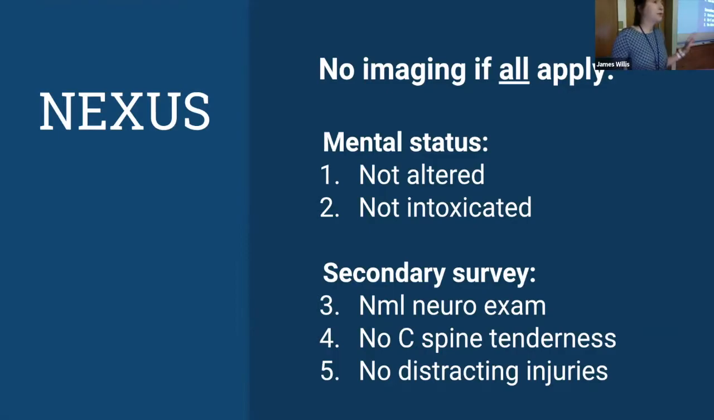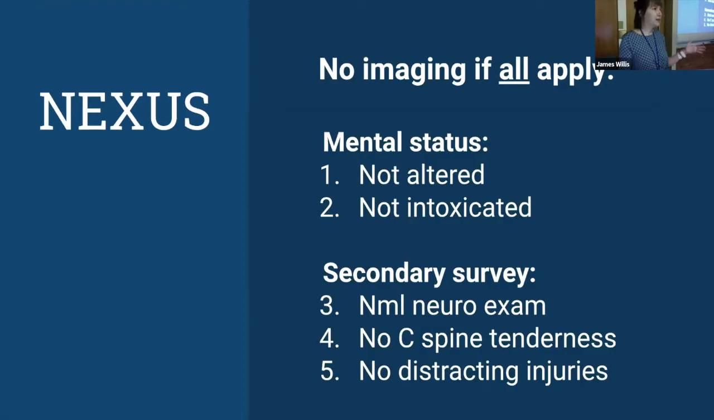I think the simpler one is the NEXUS criteria. It's pretty straightforward. And I like to divide it into these two categories, mental status and secondary survey. It says that if all of these conditions apply, then you don't need to image. For mental status, your patient isn't altered and isn't intoxicated. And for secondary survey, they have a normal neuro exam, no C-spine tenderness, and no distracting injuries.